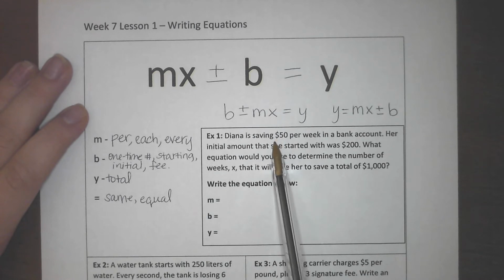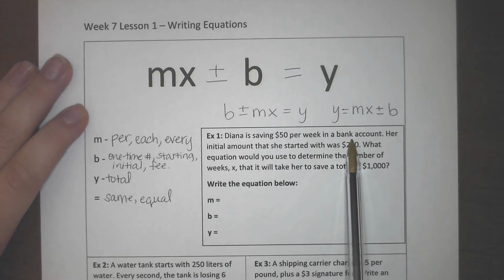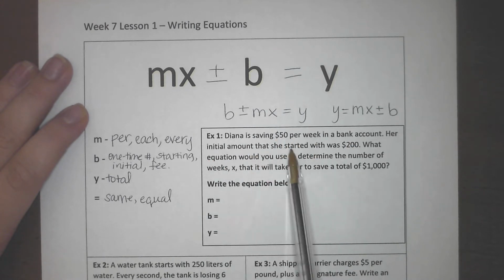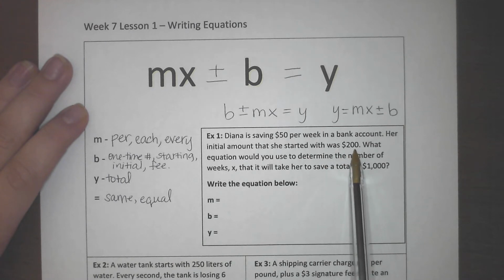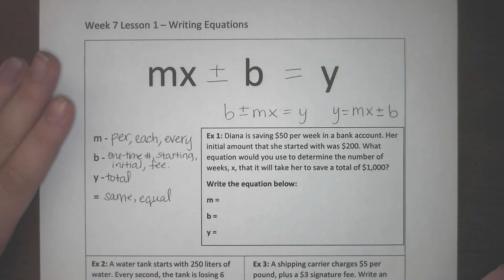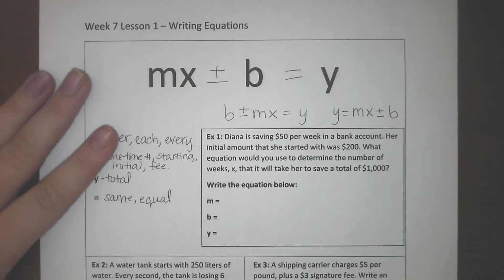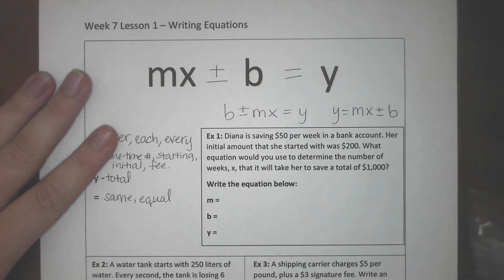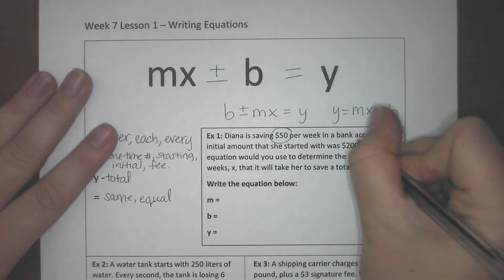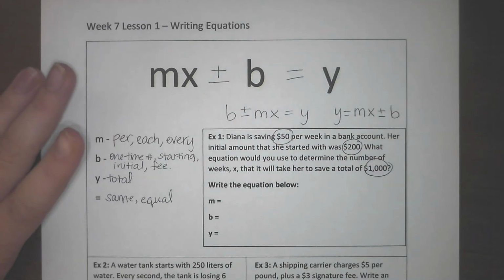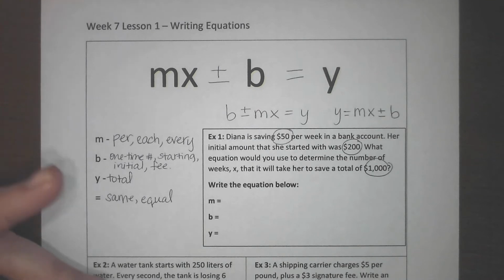Diana is saving $50 per week in a bank account. Her initial amount that she started with was $200. So she put in $200, and now she's saving another $50 per week. What equation would you use to determine the number of weeks x that it will take her to save a total of 1,000? So I'm going to circle these 3 numbers because I know they mean something. They're important.